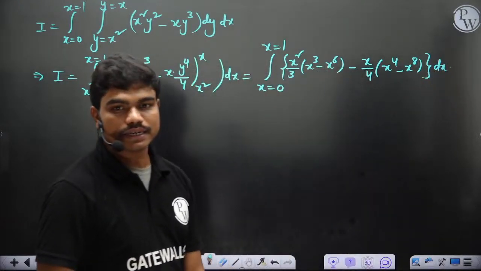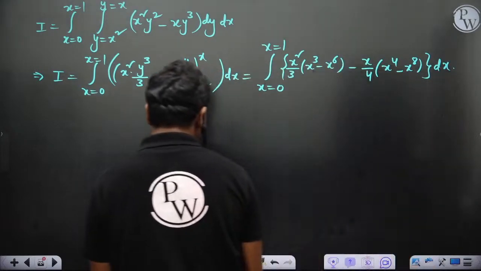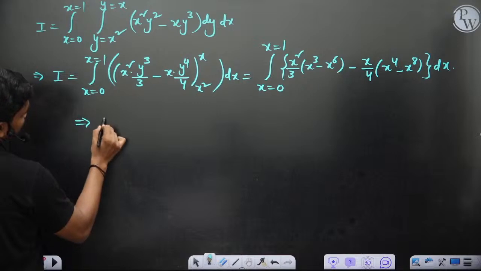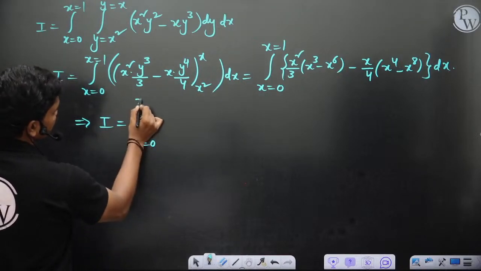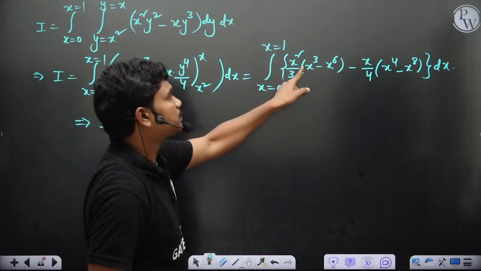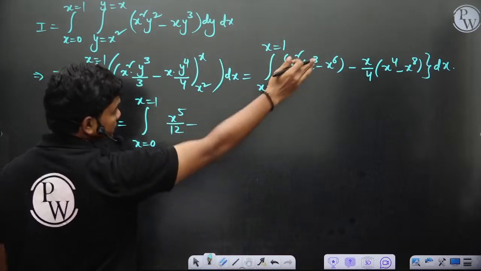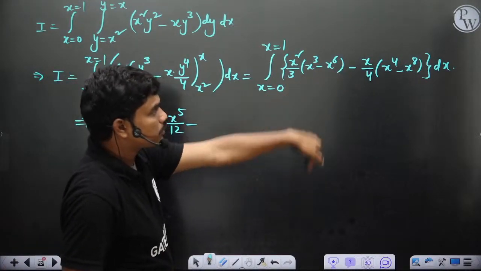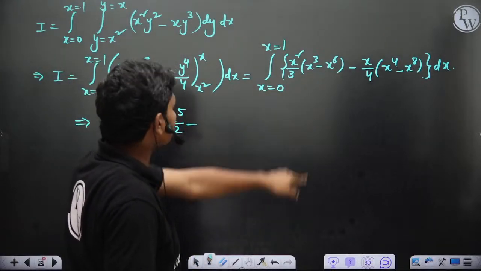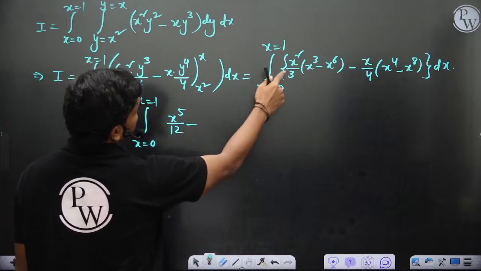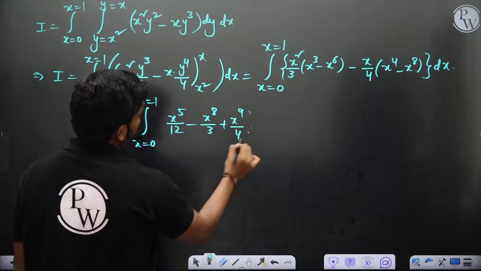So it got converted to a single variable integration. You can perform the integration very calmly now. So I is equal to the integral from x is equal to 0 to x is equal to 1. Let's see, x square times x cube gives x power 5 by 3, minus x power 5 by 4, so x power 5 by 12 total. I am just simplifying the function, that's it. Minus x power 8 by 3, plus x power 9 by 4, since x power 8 into x by 4, dx.